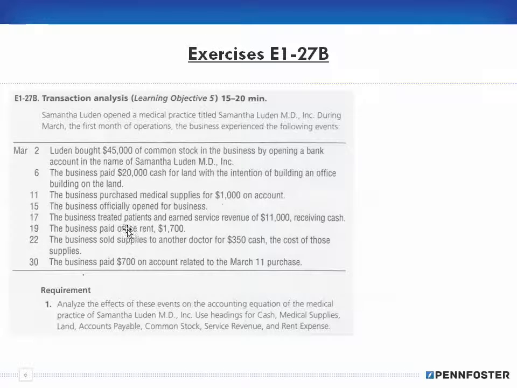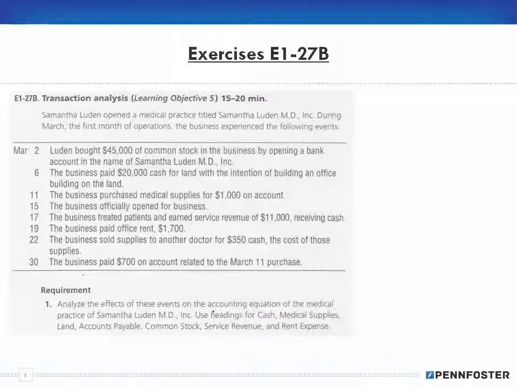Okay. So 1-27. It says Samantha Ludden opened a medical practice titled Samantha Ludden MD Inc. During March, the first month of operations, the business experienced the following. So these are transactions that occur during the month. And the requirement says analyze the effects of these events on the accounting equation of the medical practice. Use headings for cash, medical supplies, land, accounts payable, common stock, service revenue, and rent expense.